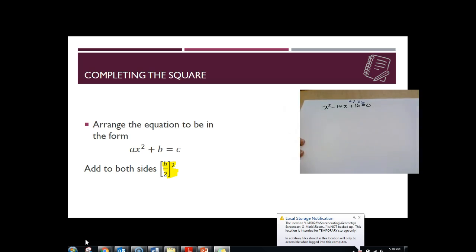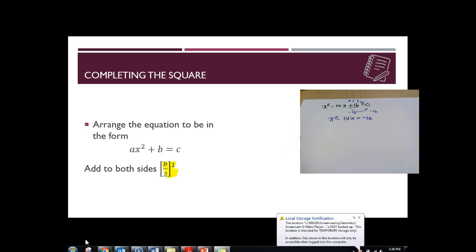The first step in completing the square is to move the C section of your equation to the other side of the equation. So I need to move 16 to the other side, so I'll subtract 16 on both sides, and I'll be left with a new equation that's x squared minus 14x equals negative 16. That's a beautiful thing because I have my x squared and x by themselves on this side.